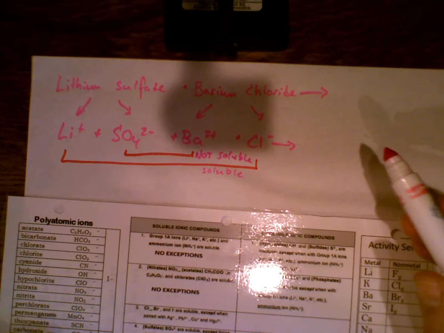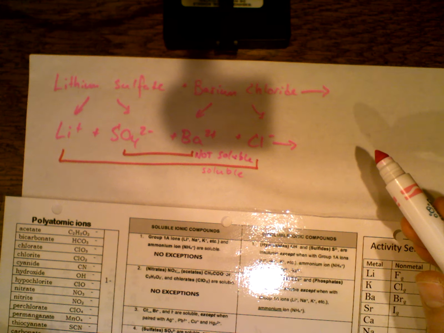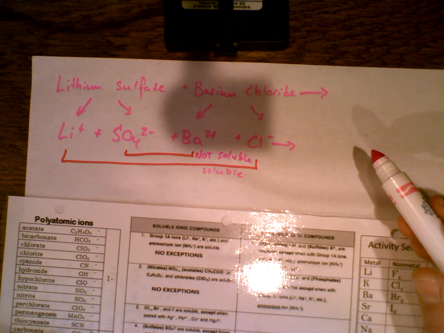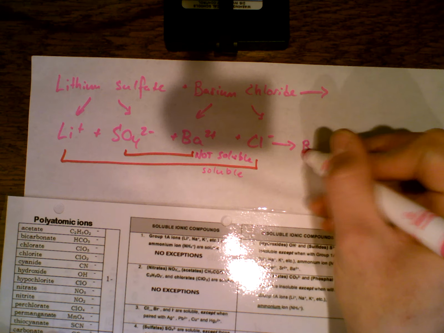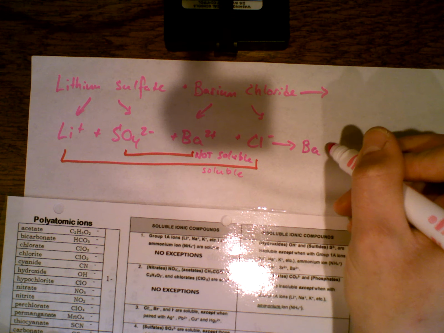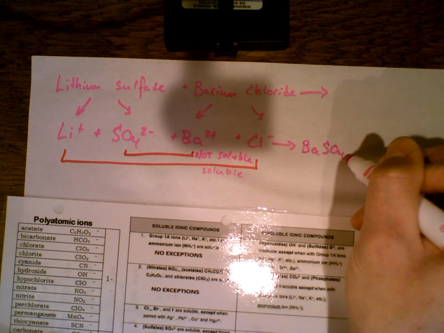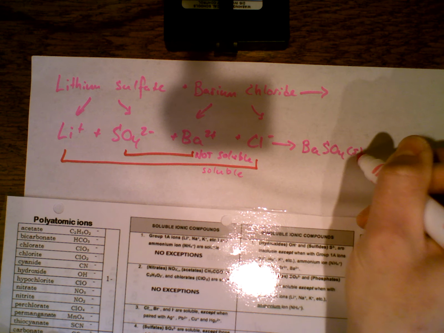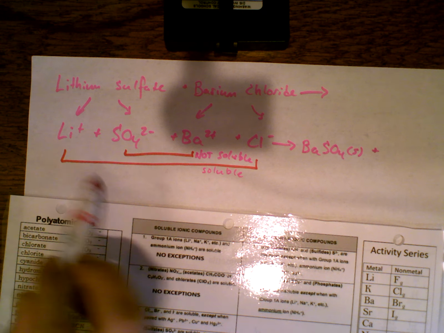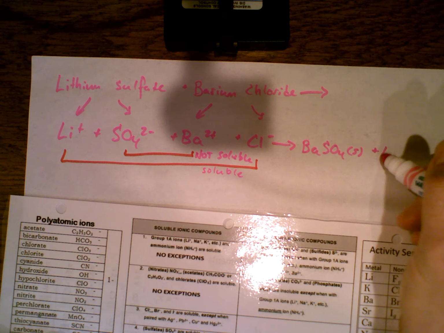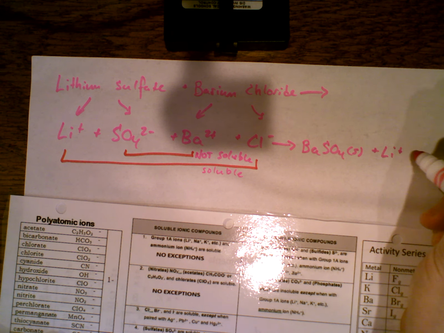So which one do we write with the (s) after it on the right side of the equation? Well, it's the one that does not dissolve. It's the one that turns into a solid. So barium sulfate is going to be the solid. Ba is 2 plus, sulfate is 2 minus, so it's just BaSO4, and that's going to be solid. But that means I also have lithium and chloride ions. Since these are soluble, they're just staying separated, so I'm going to write this as Li plus and still Cl minus over here.